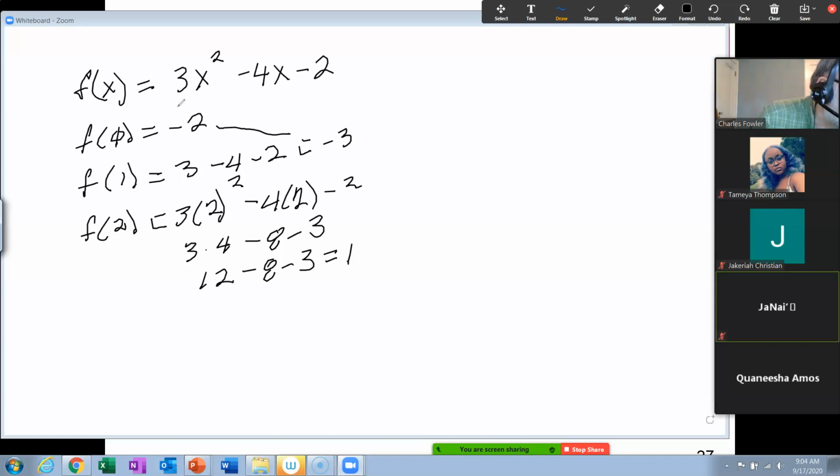Let's make sure the book agrees with that. Yep, they do. So if it's between 0 and 1, I'm going to try a value between 0 and 1. And that would be f of 0.5. That's certainly between 0 and 1.